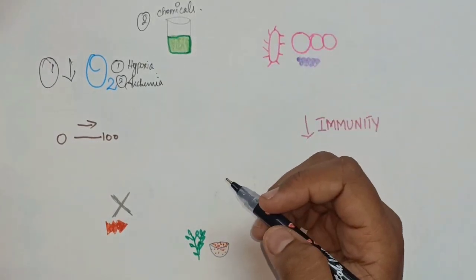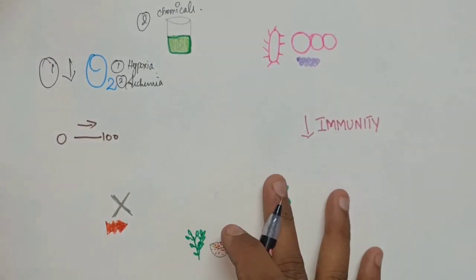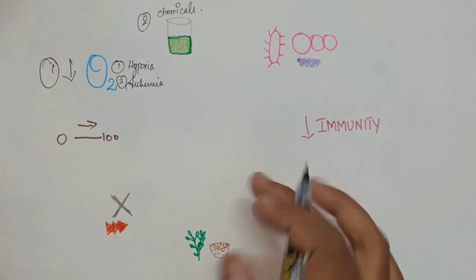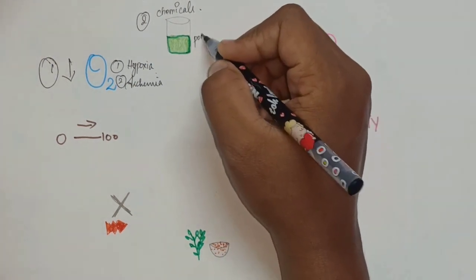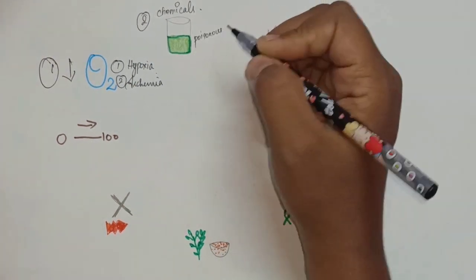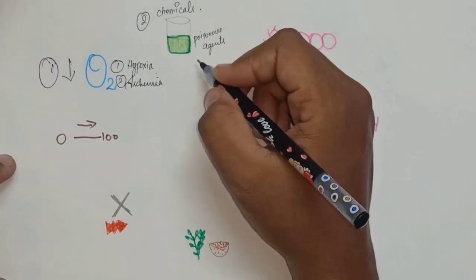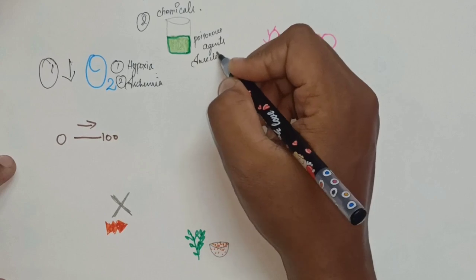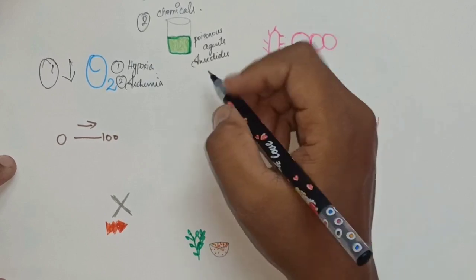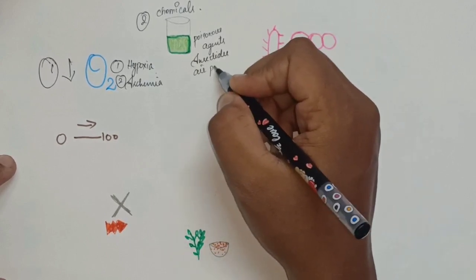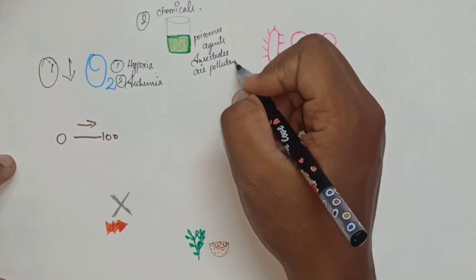Second one is chemicals. Chemical agents like poisonous substances, air pollutants, insecticides, asbestos also produce damage to the cells or cell injury. Okay, so poisonous agents, air pollutants, insecticides and asbestos.